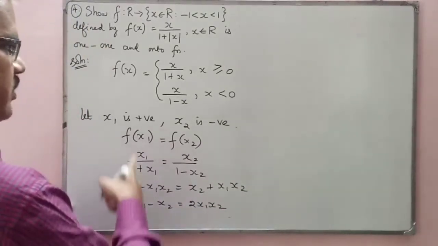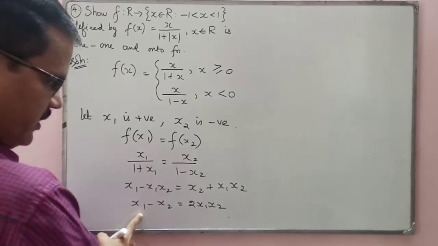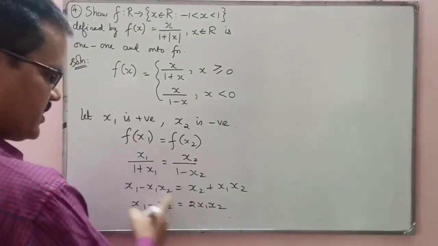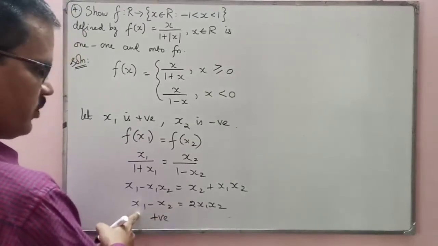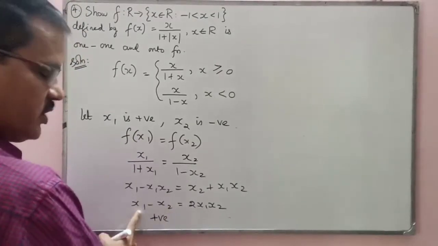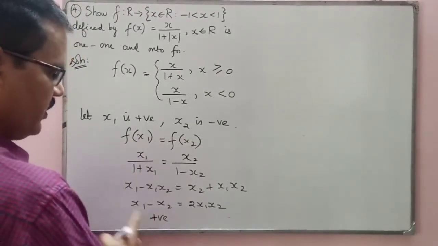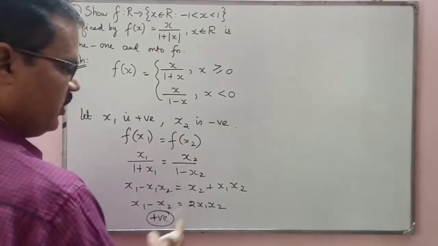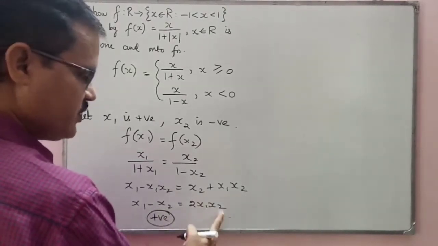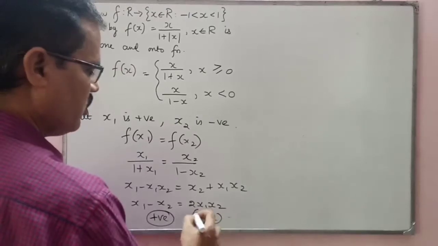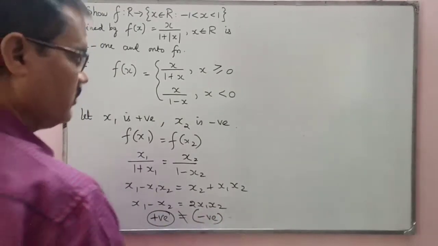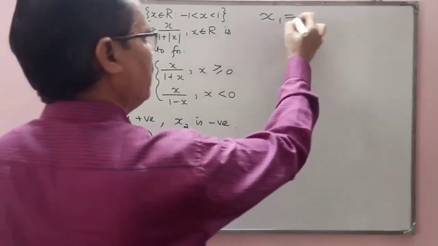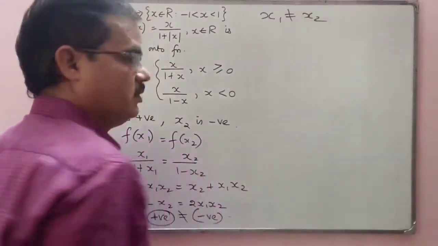See children, x1 is a positive number. It is the greater number, right? x2 is a small number. So this side it's going to be positive. Do you understand? This is a positive number, this is a negative number. Positive number is always greater. So on this side you will be having positive. Whereas here x1 is positive, x2 is negative. Here you will have negative. So positive is not equal to negative. So x1 will never become equal to x2.